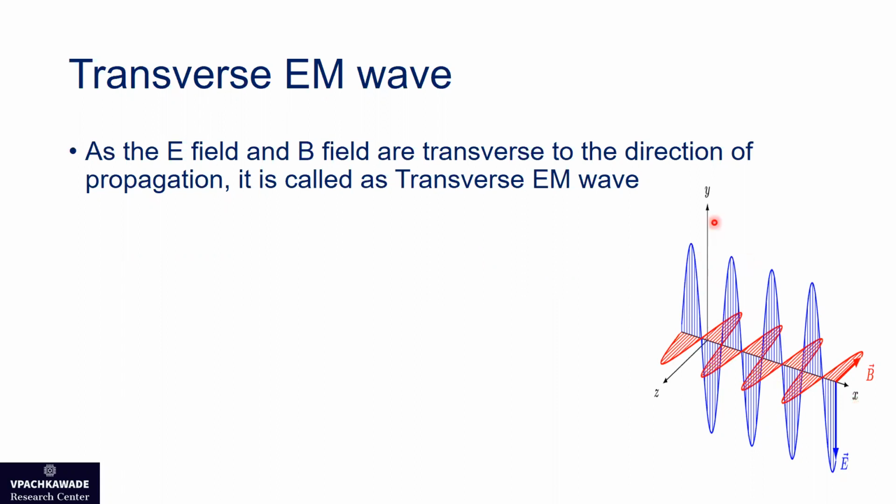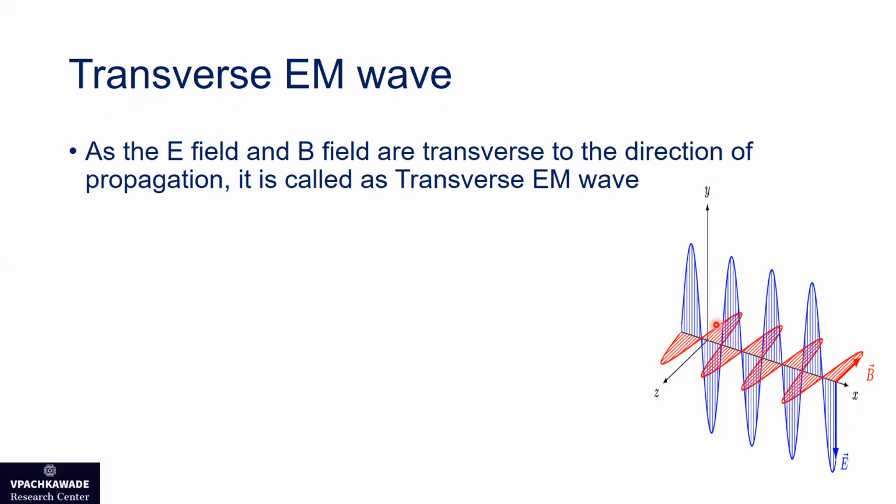The Y direction represents the electric field component, indicated by the blue sinusoidal waveform. The Z direction indicates the magnetic field component, indicated by the red sinusoidal waveform. So the Y plane represents the electric field, the Z plane represents the magnetic field, and the X plane represents the direction of propagation. So we call such a representation a transverse electromagnetic wave.